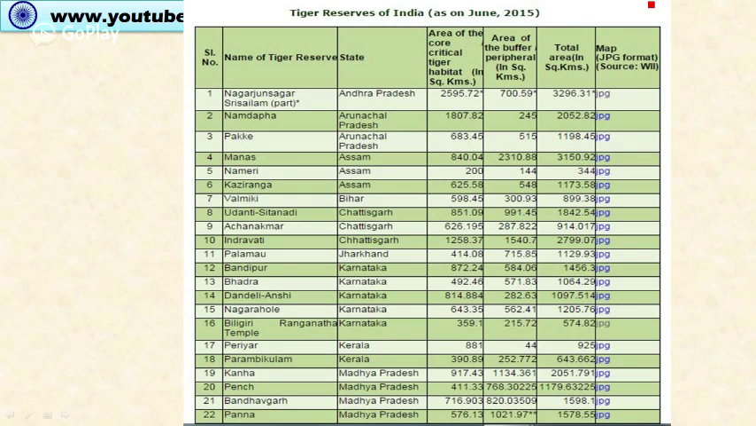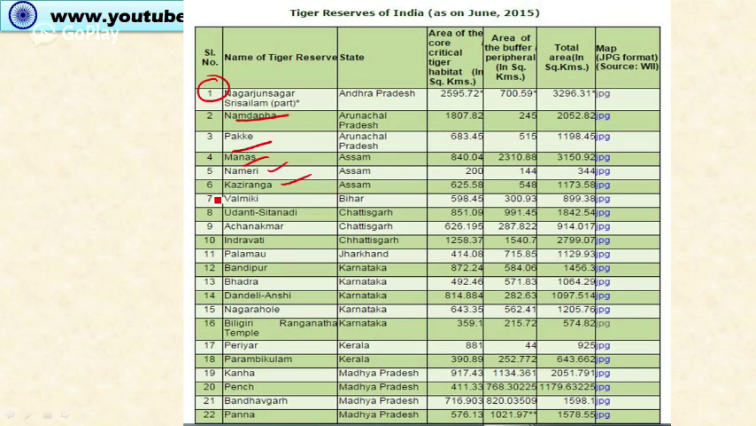Now let's look at all the important tiger reserves in India, so that it can be helpful for the prelims examination. In Andhra Pradesh we have the Nagarjuna Sagar Srisailam Tiger Reserve, only one. In Arunachal Pradesh we have two, Namdafa and Pakke. In Assam we have three tiger reserves: Manas, Nameri and Kaziranga.